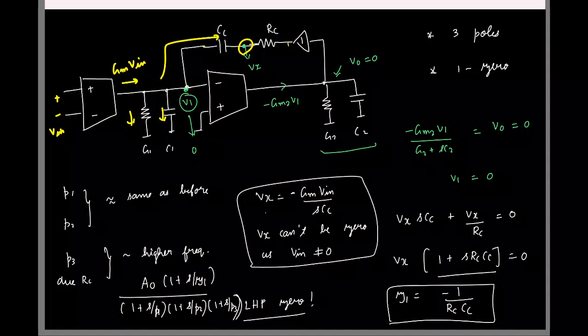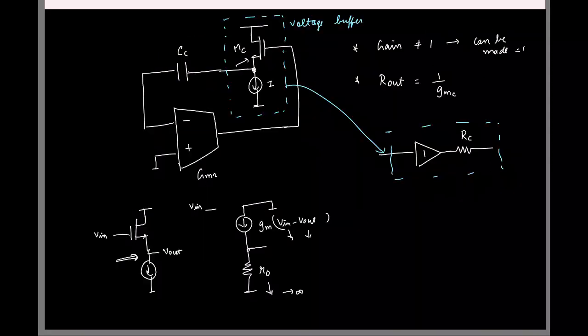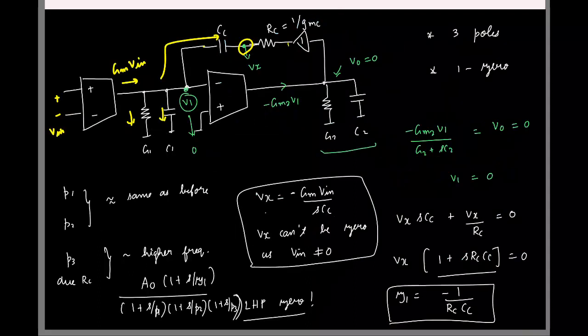And remember, RC was basically the output resistance of the buffer. This was some 1 by GMC, 1 by GM of the source follower, right? RC is the output resistance of this guy, which was 1 by GM. So the 0 is now located at some minus GM by CC. So the 0 is now under your control.